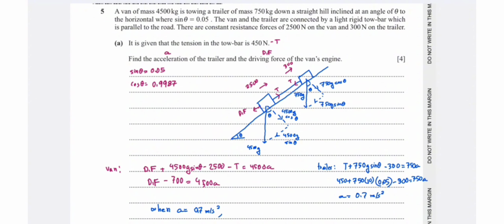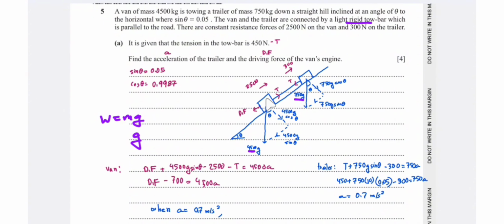We have been given the mass of the van, that is 4500 kg. Since we have been given the mass, we know that weight is equal to mass into gravitational field strength, and the weight acts vertically downward. We consider the gravitational field strength as g, so 4500g and 750g are the weights of the van and the trailer. The van and the trailer are connected by a light rigid tow bar.